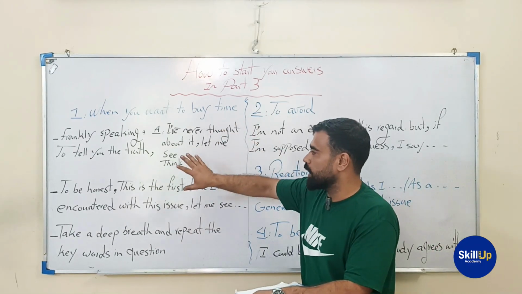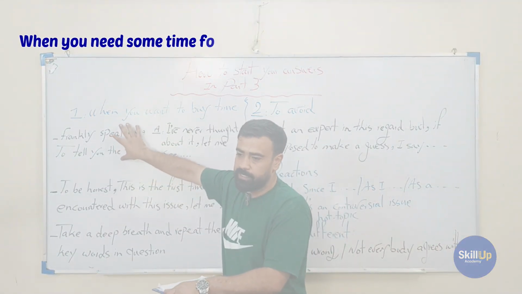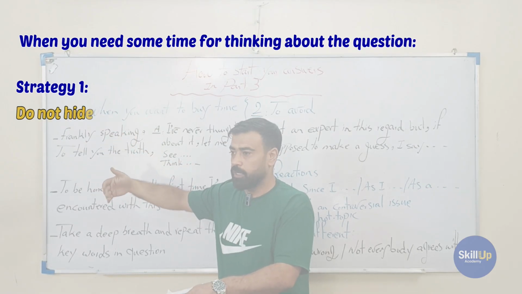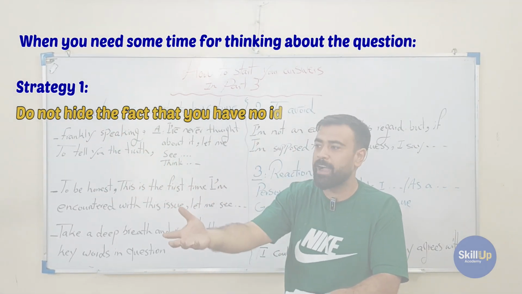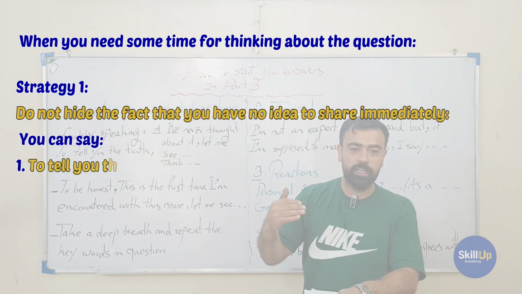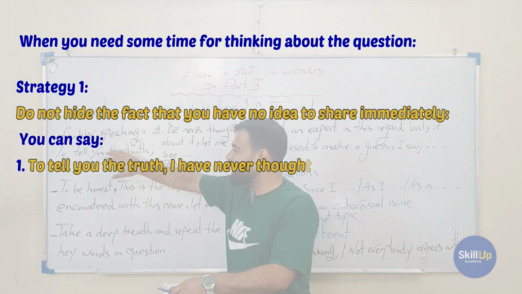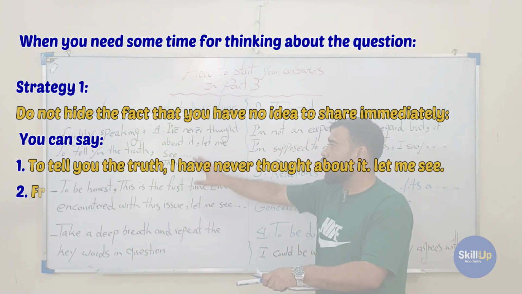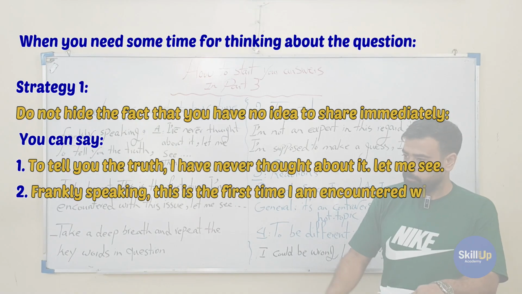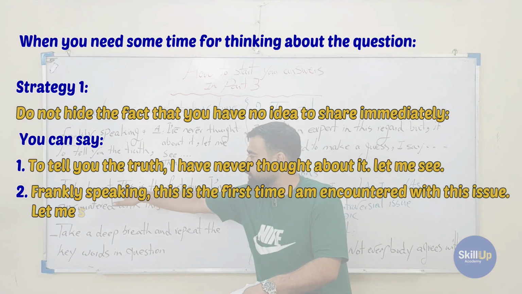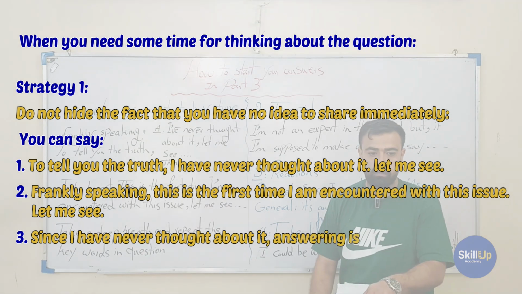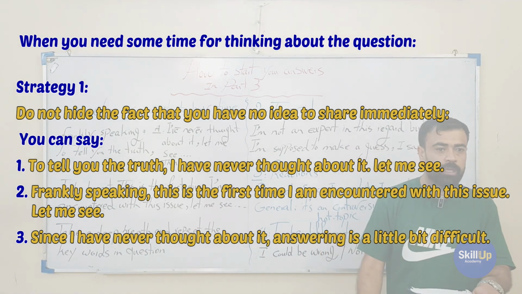The first one is acknowledging the fact that the question is difficult. Why should we try to hide the fact that it's difficult to answer? So let's be honest in the beginning. Honesty is the best policy. So you start with, frankly speaking, to tell you the truth, I've never thought about it. This is the first time. Or for example, to be honest, this is the first time I've encountered this issue. Let me see.